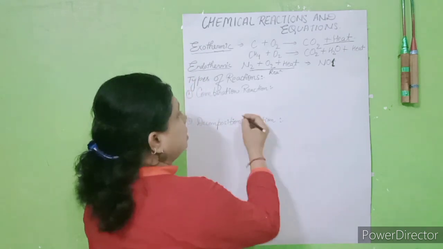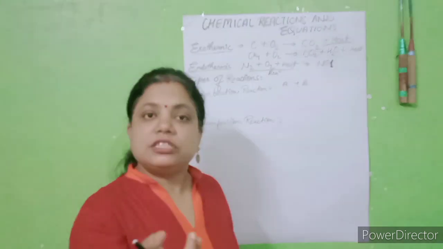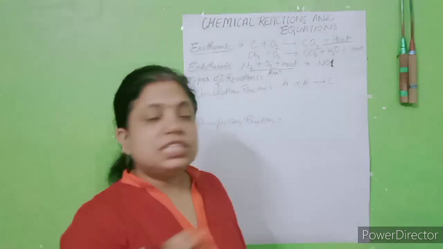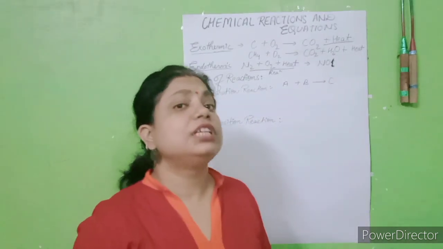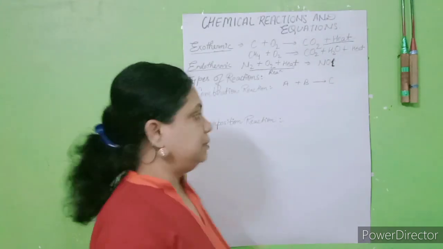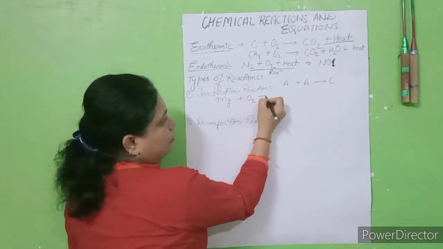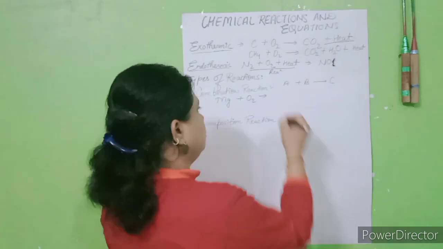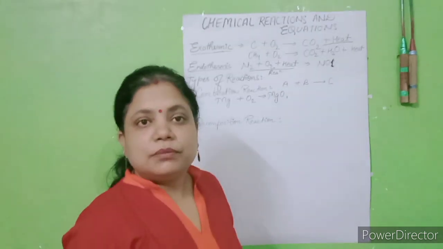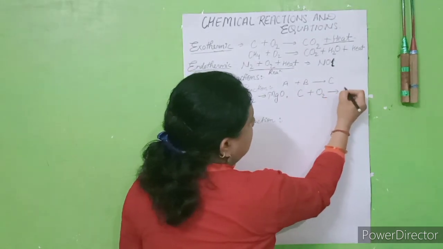Suppose, students, A plus B, either they can be elements or compounds, and they form a new compound, which is C. Now let's see one example also, students. Combination reaction. Suppose I take two elements like Mg, which is in ribbon form, plus O2, what will it form? MgO, that is MgO. Suppose another example, if I take C plus O2, it forms CO2.